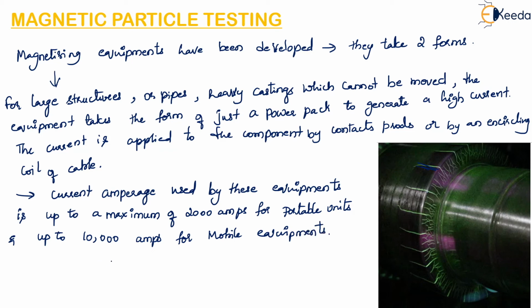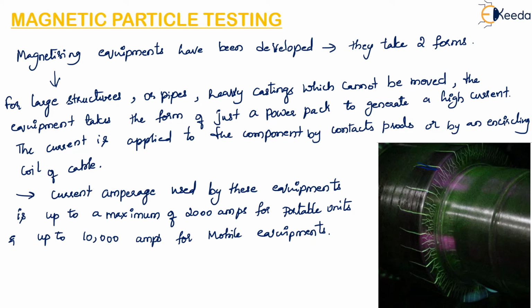After the current is supplied, magnetic flux is produced. Then the indicating particles, which are suspended in thin oil, kerosene or water, that is, iron filings mixed with some liquid which will give fluorescent lighting when subjected to ultraviolet radiation, are made to fall on the surface of the component.